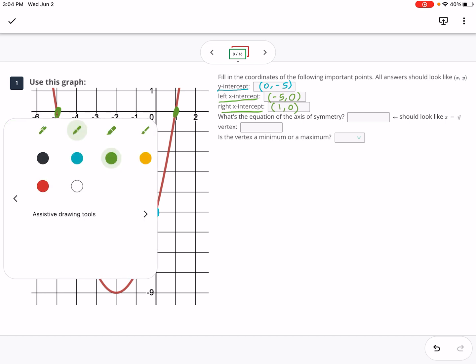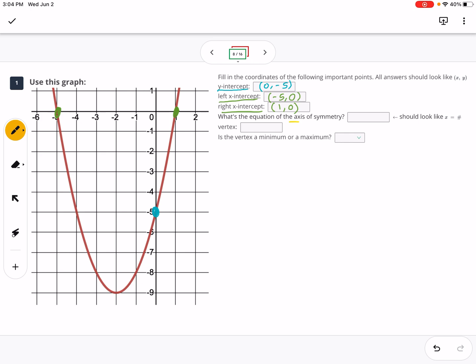Let's take a look next at the axis of symmetry. The axis of symmetry is here. We can just see where it is, and it's a line that if I fold this, like if I took this and flipped it over the line, it would land right here. Because the axis of symmetry is the line where I can flip the graph over and it looks the same on both sides.